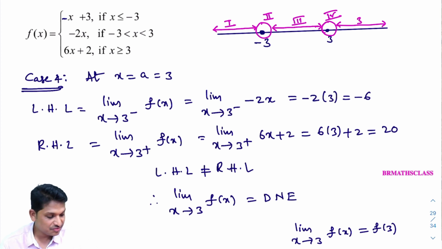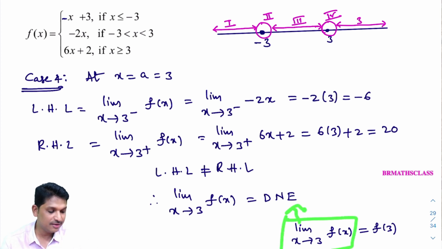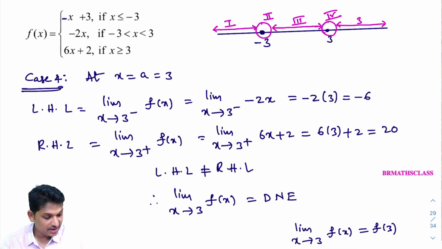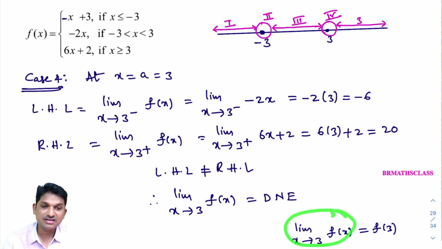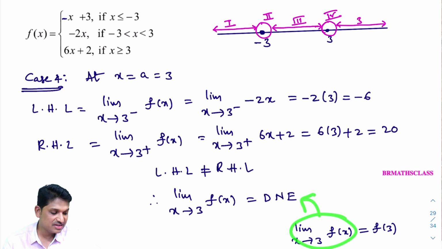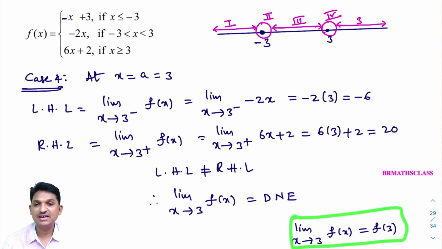Look here, this value I tried to calculate, I came to know that it does not exist. When this value does not exist, how will I check whether this value is equal or not? I cannot check. When I cannot check this condition, then I'll say that this function is discontinuous at x equal to 3.